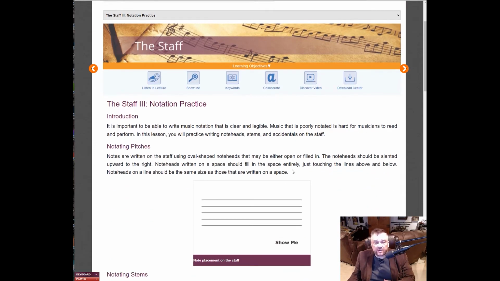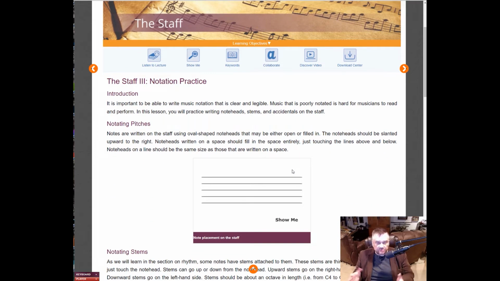Okay, so when we talk about notation practice, notating pitches, it says here that it's important to be able to write music notation that is clear and legible. Music that is poorly notated is hard for musicians to read and perform. In this lesson, you will practice writing note heads, stems, and accidentals on the staff. I'm going to let you do that in class, okay? I'm going to print off some worksheets. We're going to practice doing it in class, so don't worry about it.